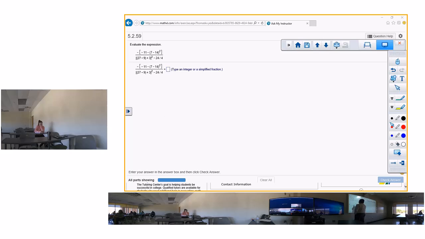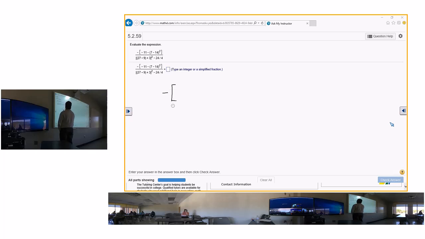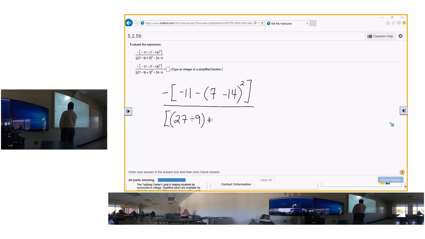So I'm going to rewrite it for you. Negative, bracket, negative 11 minus, parentheses, 7 minus 14, quantity squared, close bracket, over, bracket, parenthesis, 27 divided by 9, parenthesis, plus 3, bracket, squared, minus 24 over 4. Why would they put 24 over 4? That's 6. Okay.